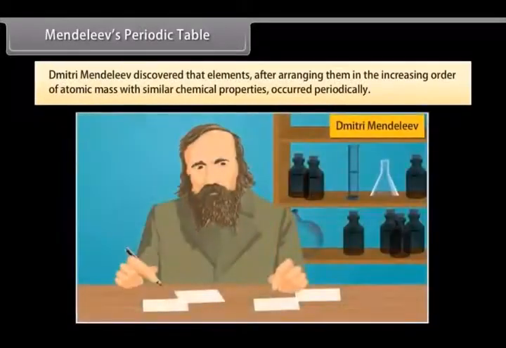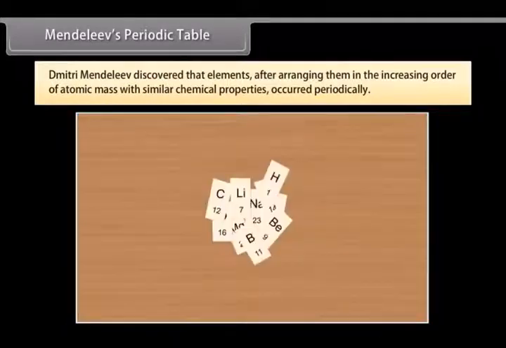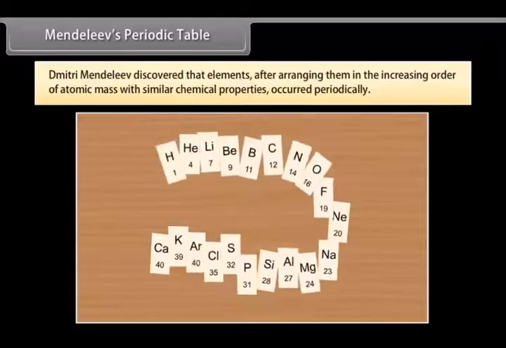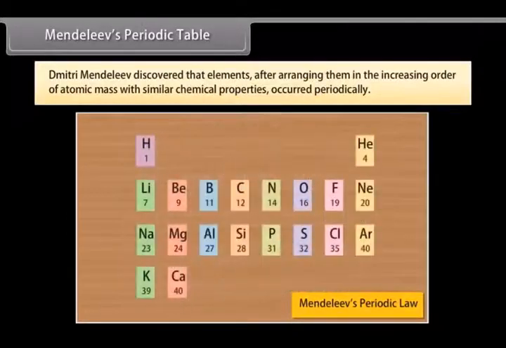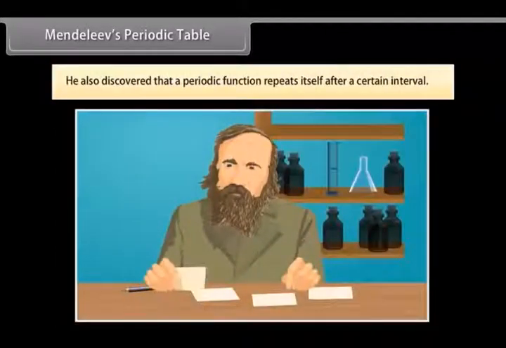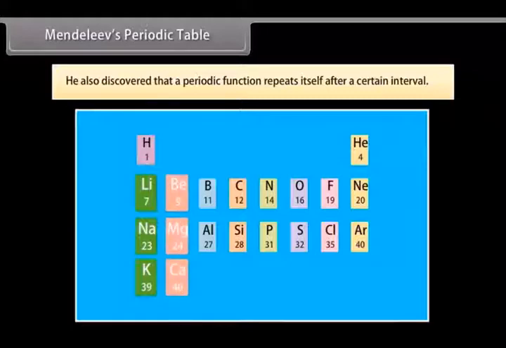Mendeleev's periodic table. Dmitri Mendeleev, a Russian chemist, discovered that elements, after arranging them in the increasing order of atomic mass, with similar chemical properties, occurred periodically. In 1869, he stated this observation in Mendeleev's periodic law. He also discovered that a periodic function repeats itself after a certain interval. Hence, according to the periodic law, the chemical and physical properties of elements repeat themselves after certain intervals when they are arranged in the increasing order of their atomic mass.